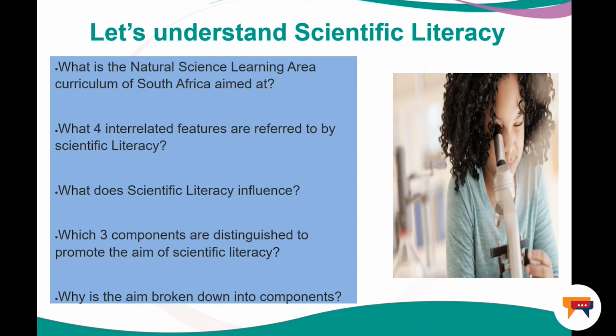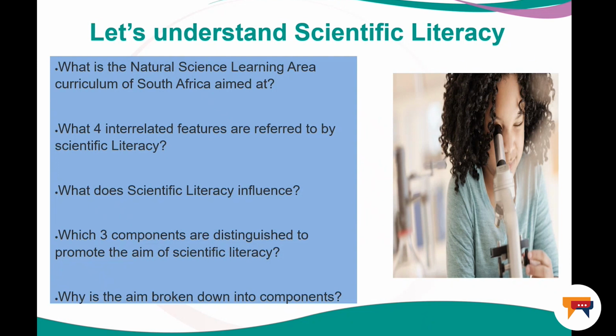The overall aim of the science curriculum is to develop learners' scientific literacy. This aim may be broken down into components that are achievable within the curriculum and program that is planned in order to promote scientific literacy. There are basically three components that are distinguished to promote the aim of scientific literacy. So you need to understand that they are scientific knowledge or concepts, scientific process skills, and scientific attitudes.